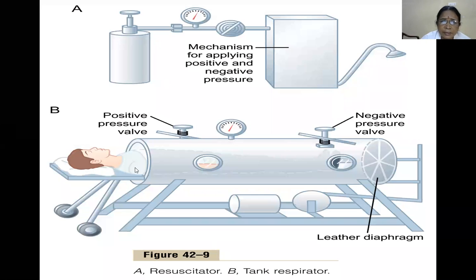Here is the tank respirator, with the body kept inside. Here is the leather diaphragm, with a mechanism for applying positive and negative pressures inside. This is called a tank respirator. These are all controlling knobs. Therefore, a person should be there to monitor all these things.